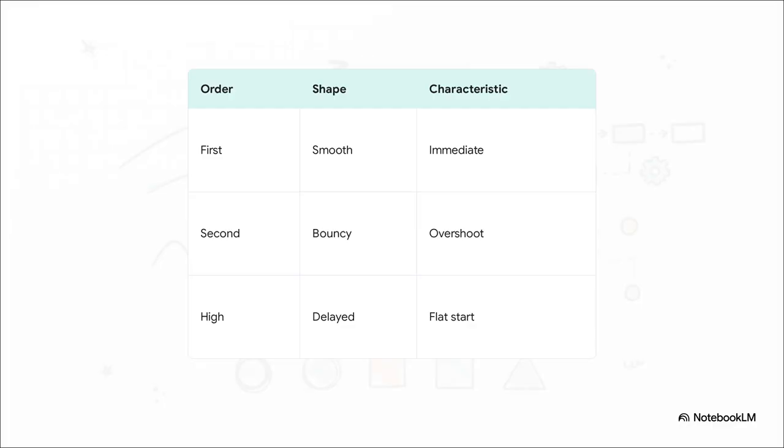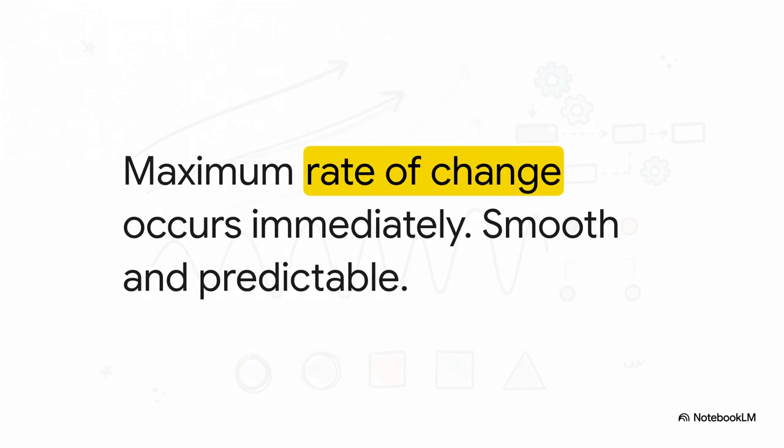Which brings us to our visual decoding guide. This all boils down to 3 fundamental curve shapes that you're going to see out in the field: first order, second order, and high order processes. If you can memorize these 3 shapes, you can instantly read the physics of whatever you're trying to control. Let's break them down. We'll start with the simplest one, the first order response.